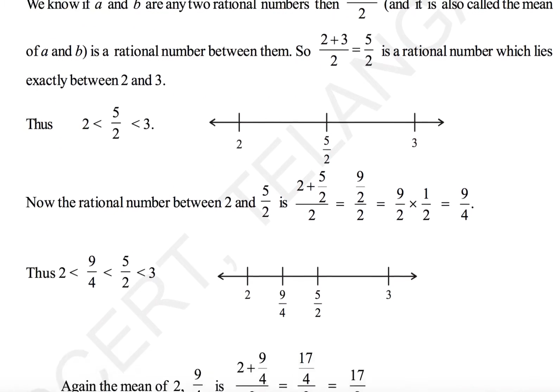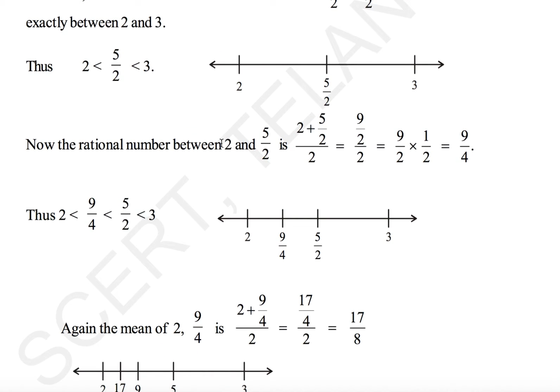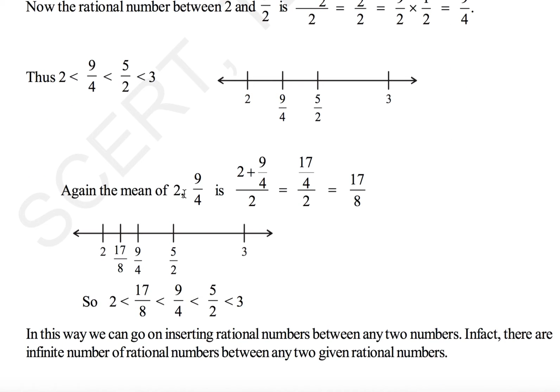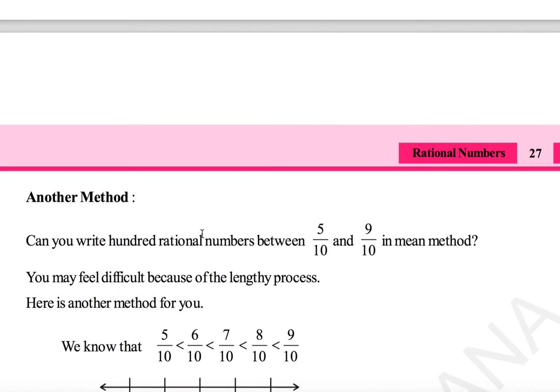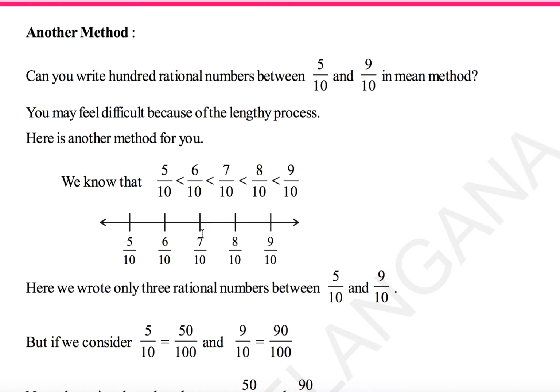If you want to have a rational number between 2 and 5/2, just find the average and you will get 9/4. That is exactly in the middle of 2 and 5/2. If you want again a rational number between 2 and 9/4, average it and 17/8 is just in the midway between 2 and 9/4. Then there is another method.